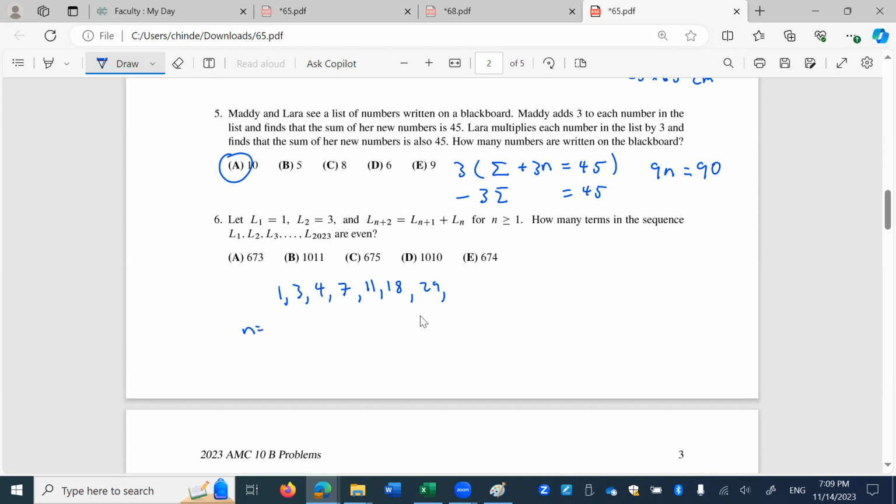So it looks like every time that n is a multiple of 3, Ln is going to be even. So how many multiples of 3 are there less than or equal to 2023? 2022 is a multiple of 3. And this should be, let's see, 674.